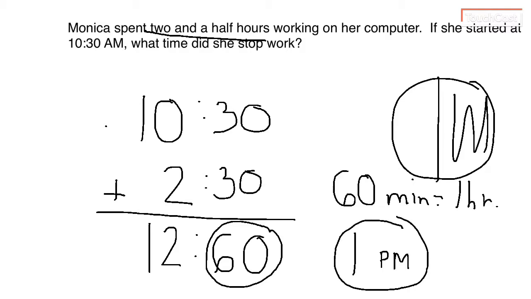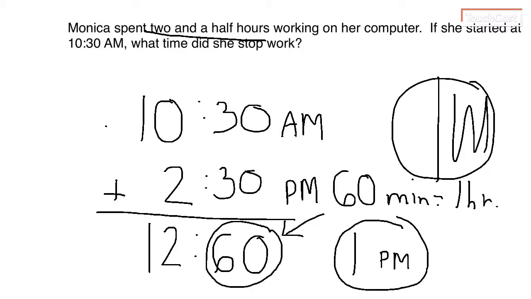Now you should look back at what you had here and know that 12:60 is not the way to say something. Also, you should think it's not 1 in the morning that she stopped because it's only 2 hours that she has gone by. So it would then be turning to p.m.